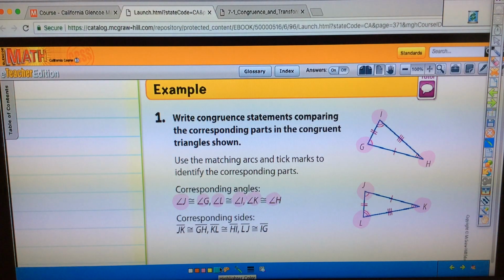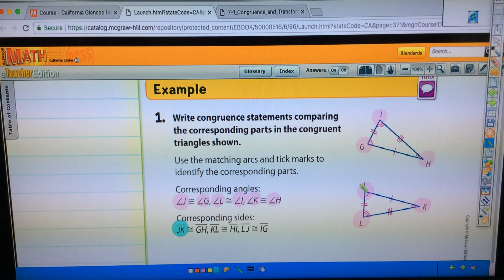Okay, so that's going to bring us to the corresponding sides. You're going to notice that the corresponding sides have two letters. It doesn't matter which letter is written first. You can call it side length JK, you can call it side length KJ, it doesn't matter. The order of the letters doesn't matter. Okay, so let's take a look here. JK, J to K, so that's this side here, has one tick mark. It's going to correspond with this side here, which also has one tick mark.